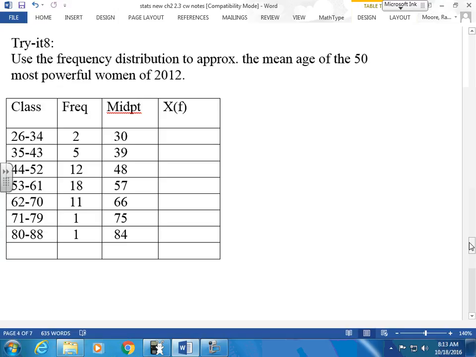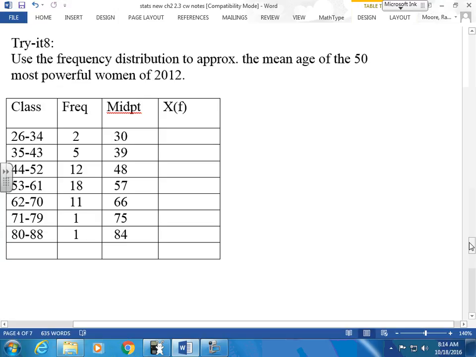We found your midpoints. What was your class width? 9. Take it off as something easy. Look, from 30 to 39, what's my class width? 9. From here to here, 9. We probably did this like before our 2-week break.